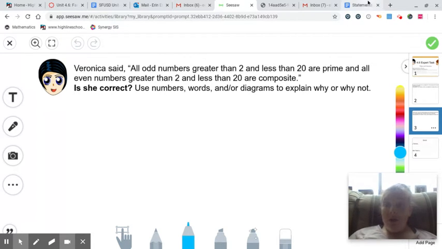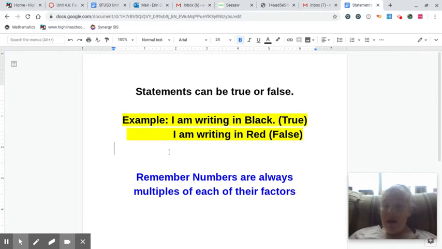I want you guys to remember a little hint. Numbers are always multiples of each of their factors. So for example, 8 is a multiple of 2: 2, 4, 6, 8. And 2 is a factor of 8 because 2 times 4 is 8.